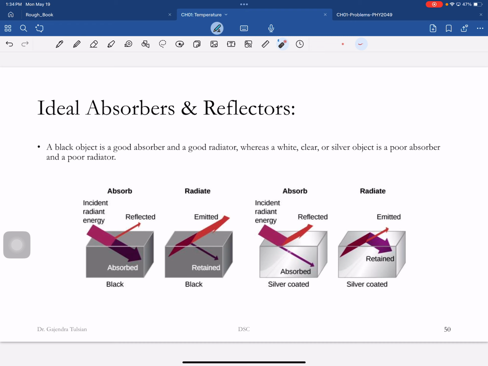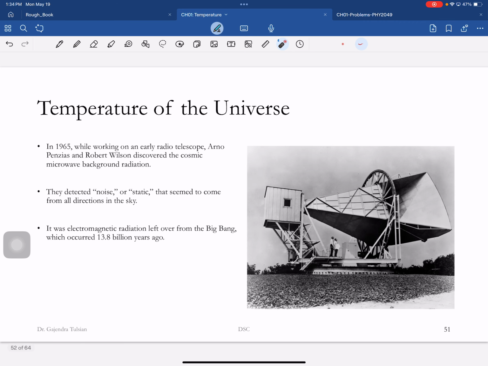So in the winter, you want to wear dark clothing because you want to absorb the radiation falling on you. And in the summer, you want to wear light clothing, so you reflect all the radiation falling on you.